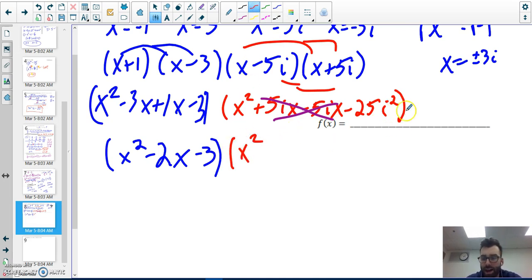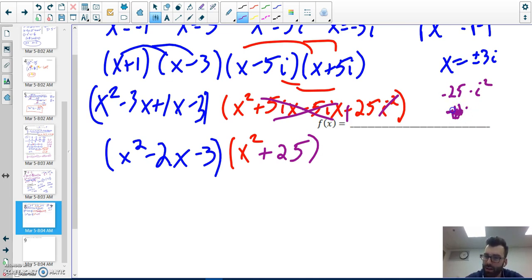Now remember that i squared is -1. So this becomes no more i squared, positive 25, because i squared equals -1, and -25 times i squared is -25 times -1.